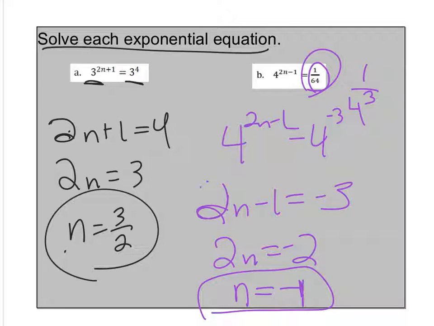So this is a little tricky. You got to remember kind of how those things work with exponents. But other than that, I think you can figure it out.